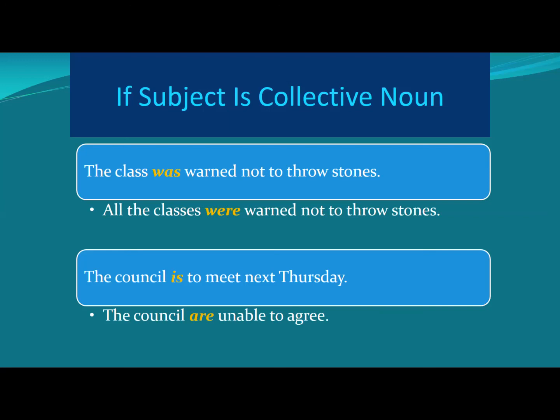Another sentence, the council is to meet next Thursday. Here the council has so many members in it, but over here it is used as a unit. The council is to meet next Thursday. Over here the subject is singular. In the next sentence, the council are unable to agree. Over here we are talking about the members of the council. So the subject is used as a plural, so the helping verb will be plural. The council are unable to agree.